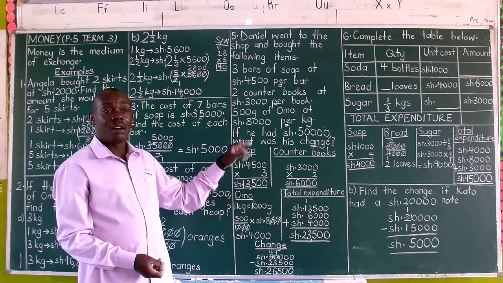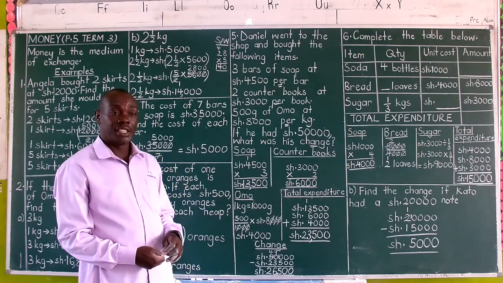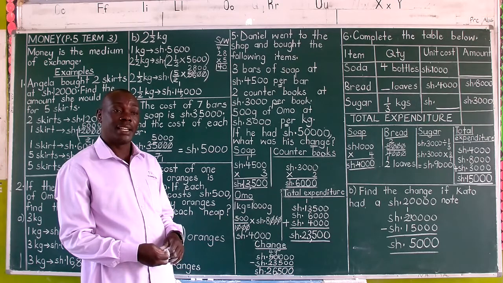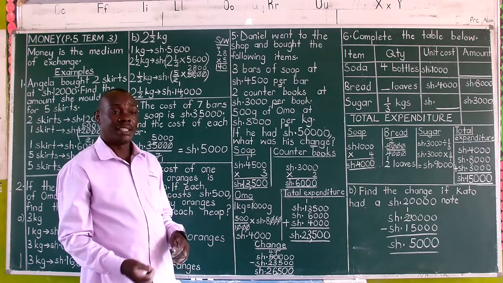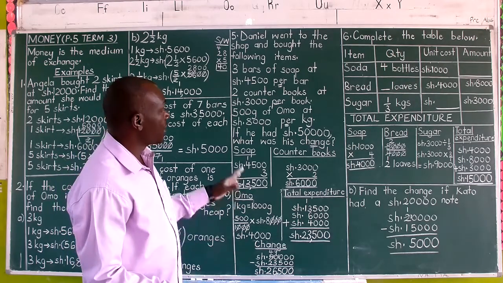That's how we prepare the bill, and then thereafter find the change. Remember, change is the difference between the amount of money one had at the beginning before buying any item and one's total expenditure. So that is how we find the change.